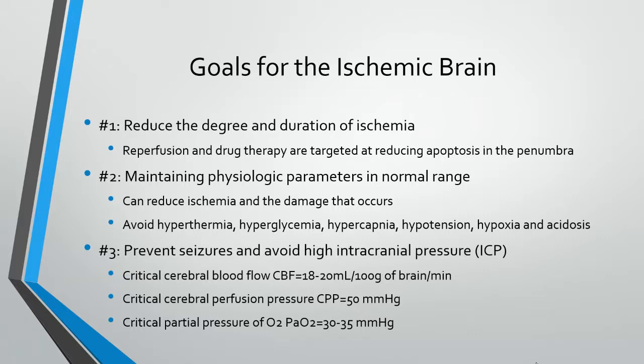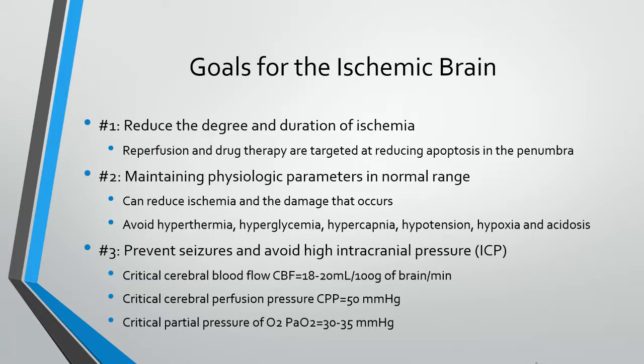For us as anesthetists, we obviously want to maintain our physiologic parameters in a normal range. So we want to avoid things like hyperthermia, hypo or hyperglycemia, high CO2, low oxygen, and obviously really decreased blood pressures. This will help reduce the ischemic damage that occurs by having as much oxygen as possible going to the area. We also want to prevent seizures, or prevent any more seizures in patients who are already experiencing seizures, as well as avoid high ICP.